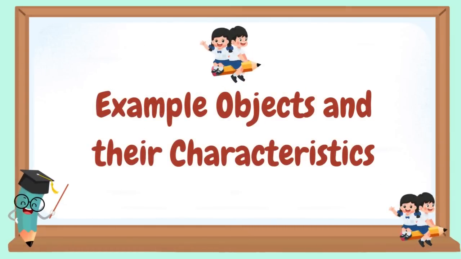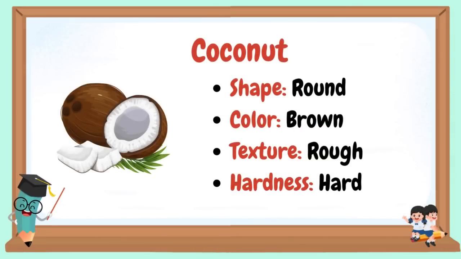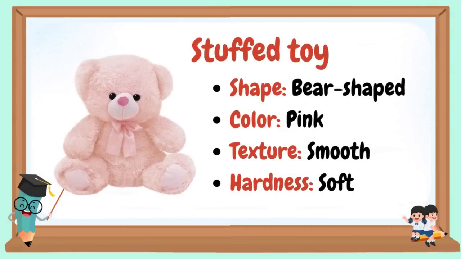Example objects and their characteristics. Coconut. Shape, round. Color, brown. Texture, rough. Hardness, hard. Stuffed toy. Shape, bear-shaped. Color, pink. Texture, smooth. Hardness, soft.